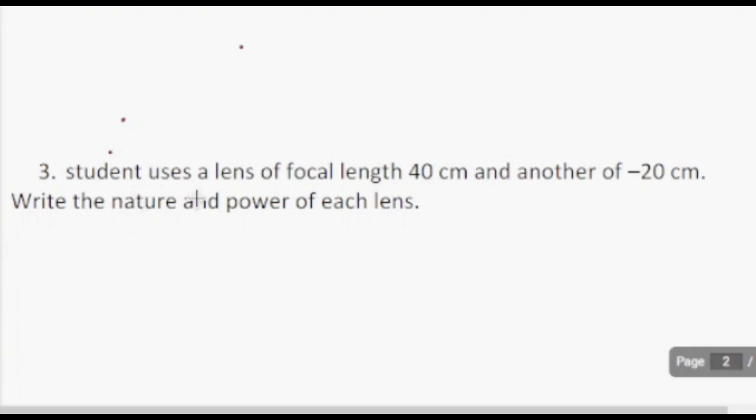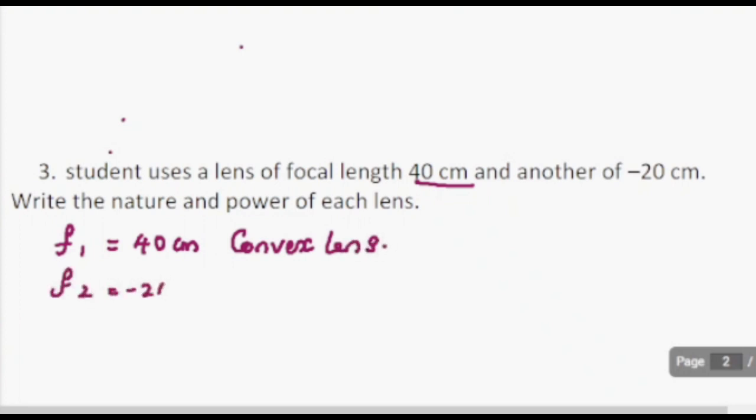Next question. A student uses a lens of focal length 40 centimeter and another of minus 20 centimeter. Write the nature and power of each lens. So first lens is having focal length 40. F1 we can write 40 centimeter. So if the focal length is positive, then it is a convex lens. The other one F2 we can take, it is minus 20 centimeter. So what will be the nature? It is a concave lens. Concave, mirror or lens, will be negative value, convex will be positive for focal length. Okay, so now we have to see the power.